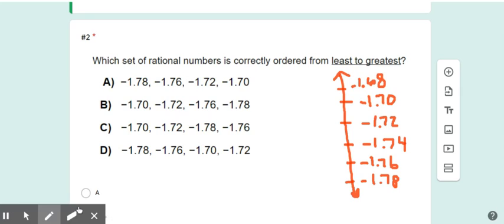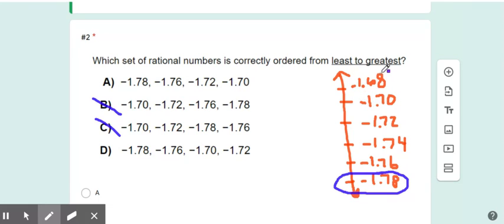Now on my number line, if you are the smallest number on the number line, you would be further down on the number line. Okay, if you're higher up, then you're greater than the other numbers on the list. So out of these numbers, what's the smallest number in the list? It looks to me like the smallest number in the list is negative 1.78. So that number needs to be listed first. So that would eliminate option B and C. Okay, option A has negative 1.78 listed first. That is the smallest number in the list because it's furthest down on the number line.